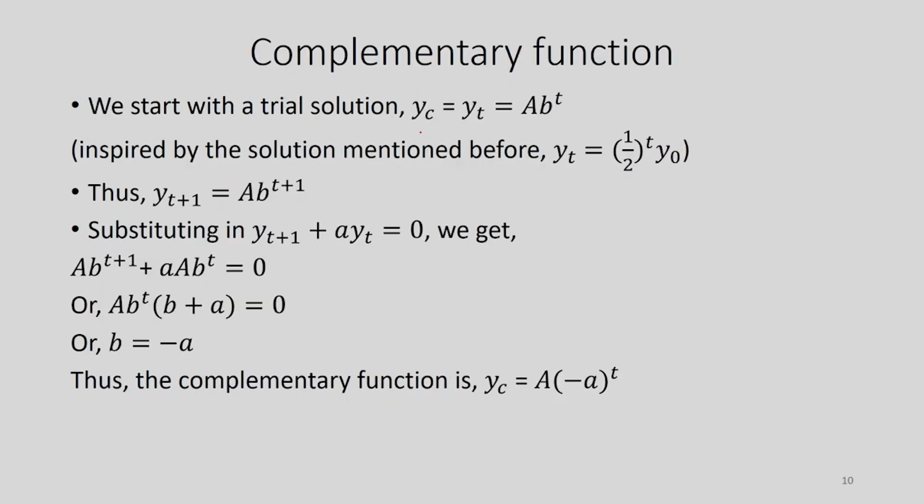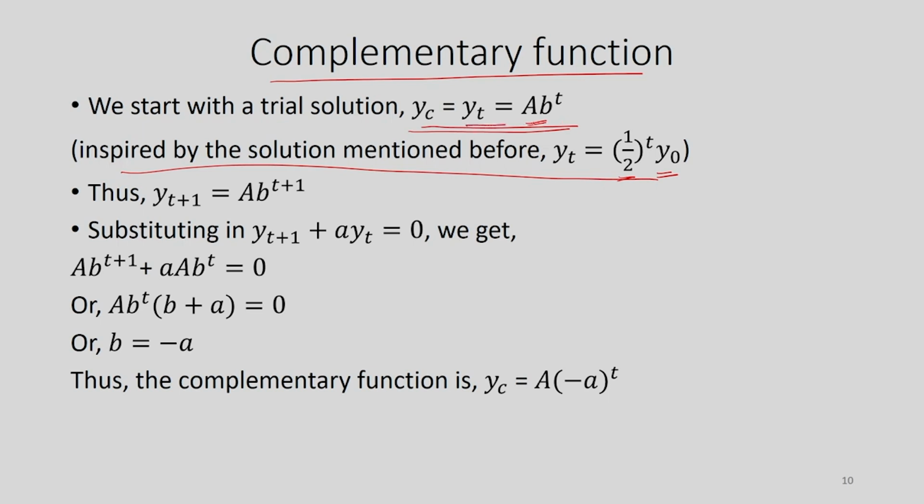We start with a trial solution. So, we are trying to find the complementary function of this equation. We try a solution of this form, A b to the power t, where A and b are constants. Now, why did we take this particular form? This is basically coming from this solution that we have just done. Here you can see there is a constant term, and then it has been raised to the power t, and there is a constant term multiplied with that, right. So, that is the form that we are using here to get the complementary function.